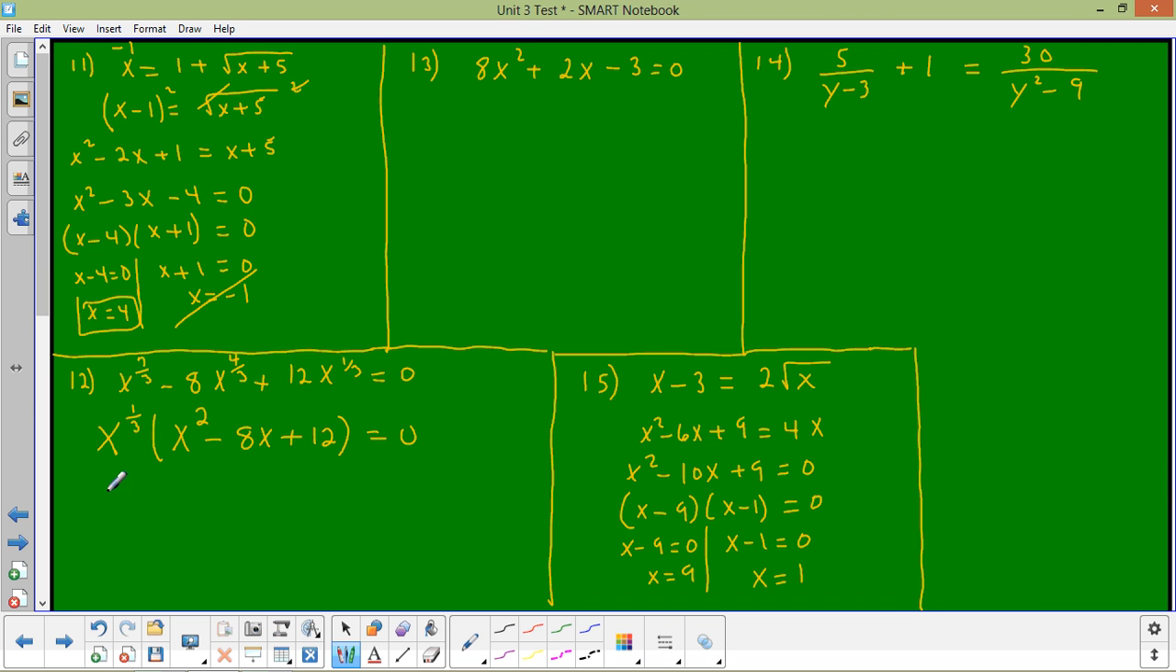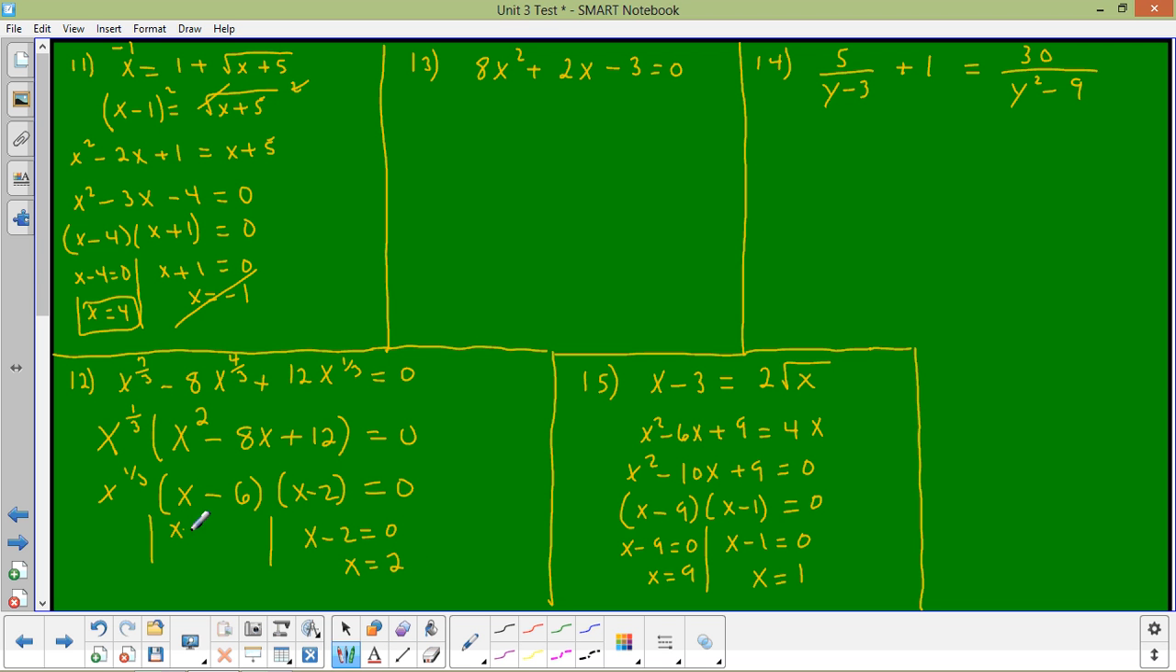Okay? From there, we get x to the 1/3 times x minus 6 times x minus 2 equals 0. Then set each one of those factors to equal 0. X minus 2 equals 0 gives us x equals 2.